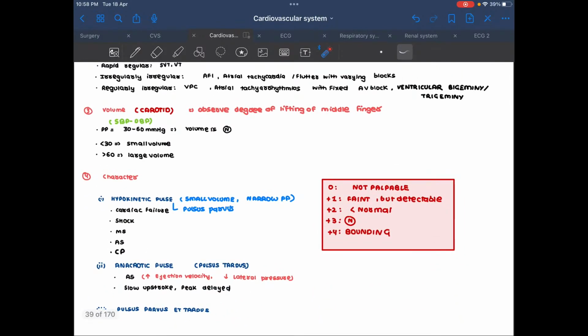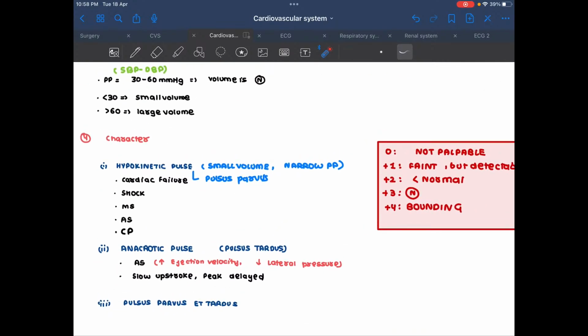Now I have some characters. Characters again we say we're basically going to see at the carotids again. So we can have something known as the hypokinetic pulse. Okay? So hypokinetic pulse we can see, and we can have something known as the anacrotic pulse. This anacrotic pulse is known as pulsus tardus. That means what is happening? Our pulse is going to have a delayed phase. It's going to have a delayed increase. Okay? So that's known as your anacrotic pulse. That means we have a slow upstroke, and the peak is also delayed.